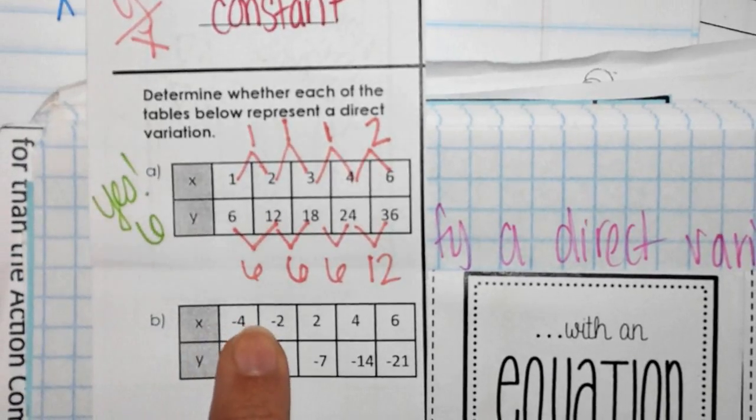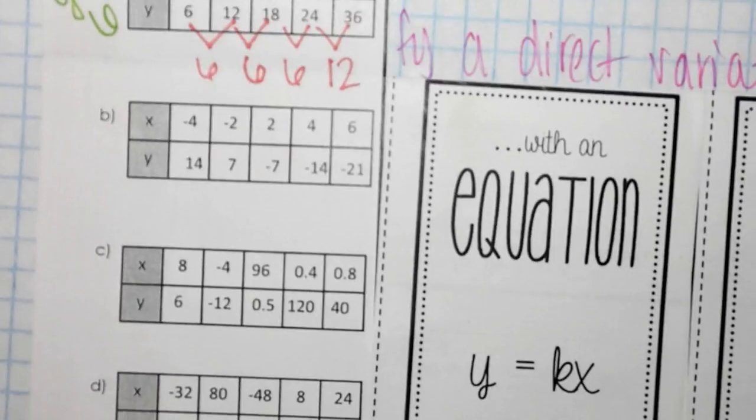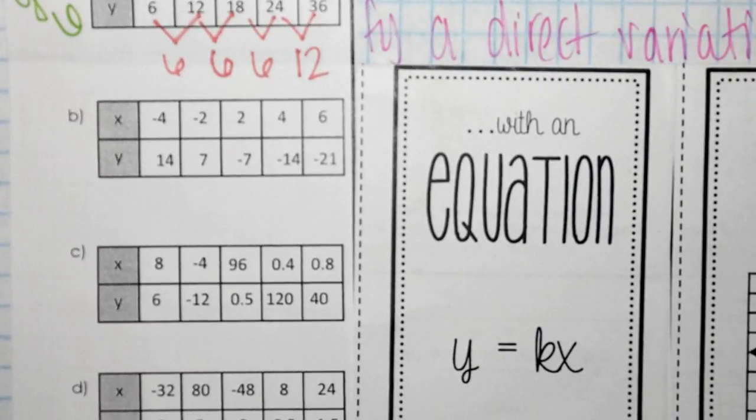Alright, so now we need to figure out B. So if you have a calculator, great, get out your calculator. If you have a cell phone, great, get out your cell phone and use it to subtract. Like, let's go.